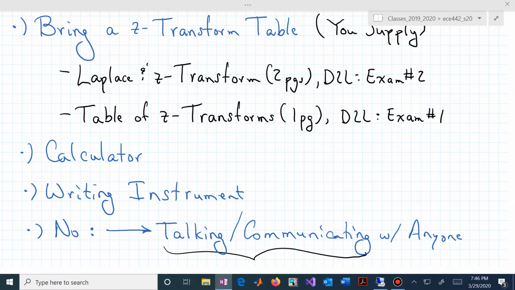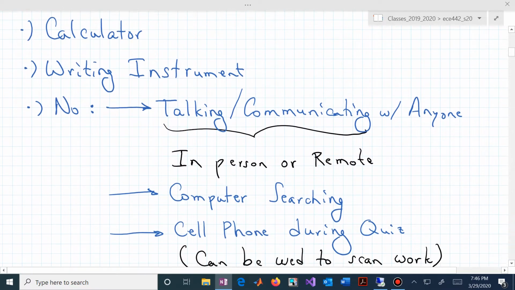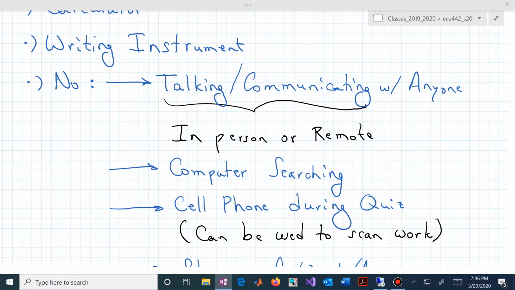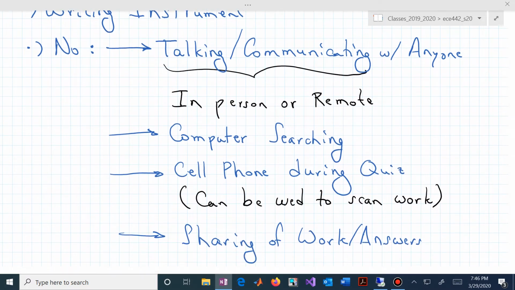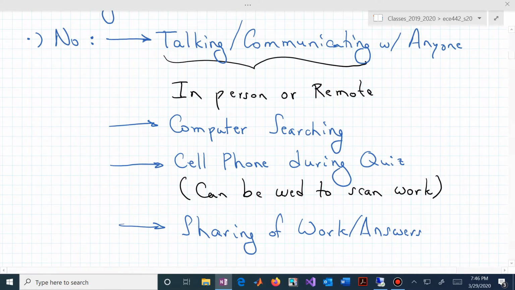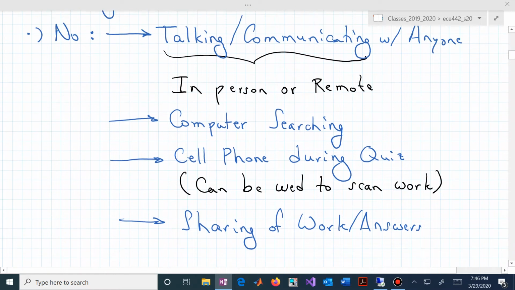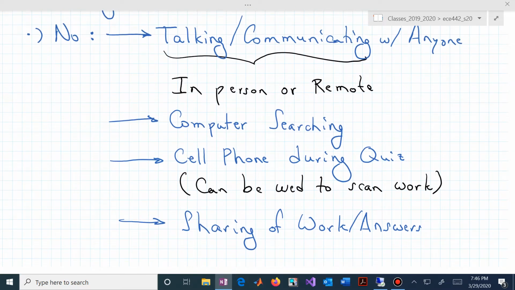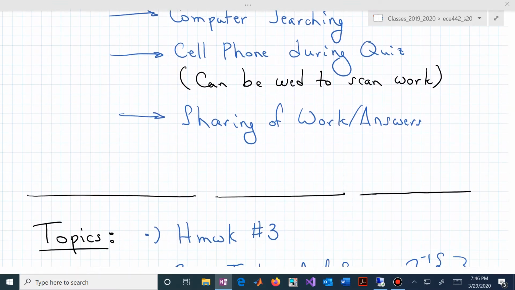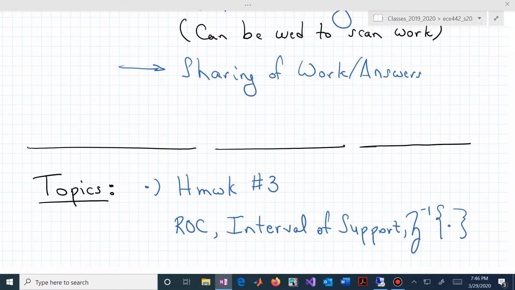You can bring a calculator, something to write with, but you're not allowed to talk or communicate with anyone during this quiz, either in person or remote. You shouldn't be searching on your computer. You shouldn't be using your cell phone during the quiz. After you've submitted your quiz, then you can use your cell phone to scan your handwritten notes or your handwritten solutions to the quiz, and you're not supposed to be sharing any of your work or answers before, during, or after this quiz with anyone else. Obviously, you share them with me through D2L.